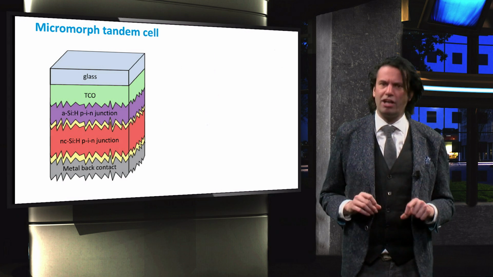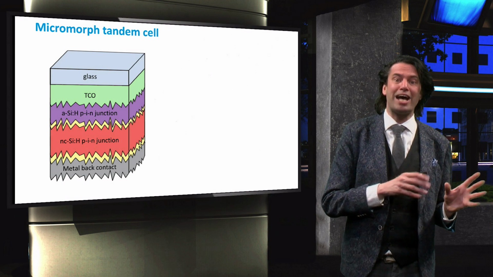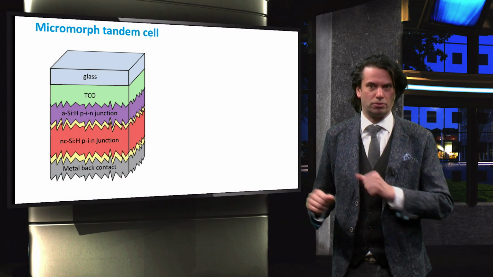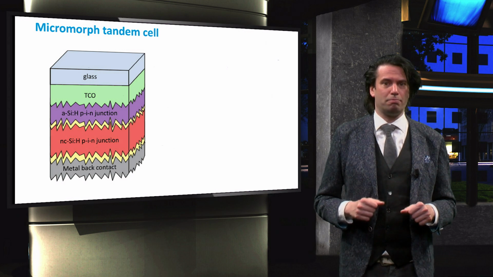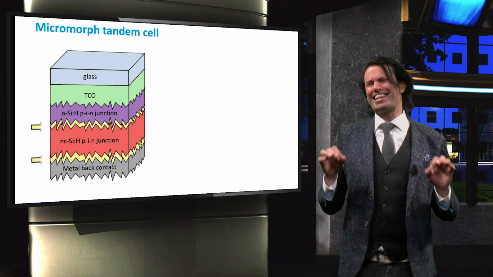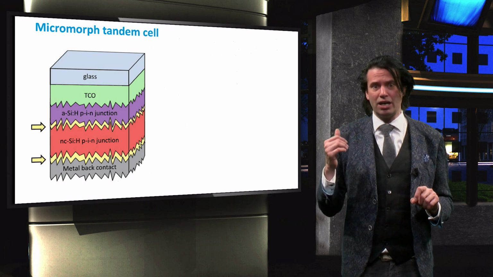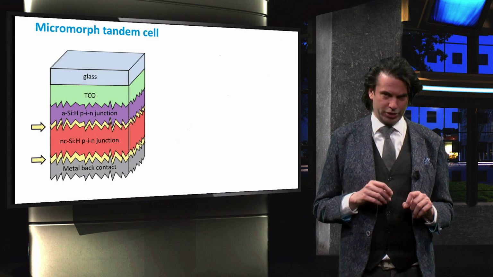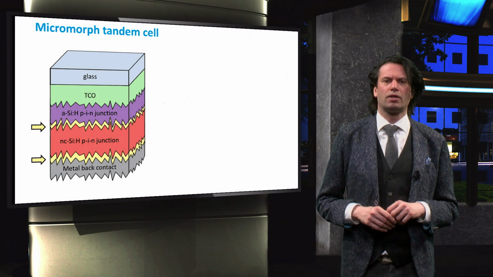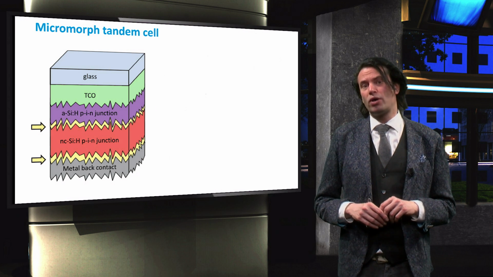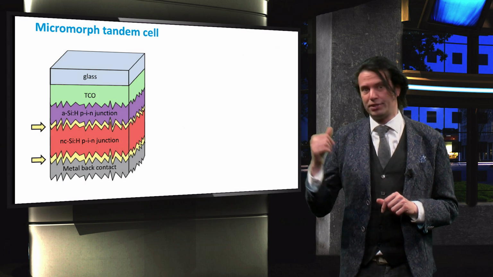A micromorph cell consists of amorphous and nanocrystalline silicon junctions. Amorphous silicon is placed on top since it has the highest bandgap energy. These thin yellow layers in between are the intermediate reflector layers, which will be discussed later in this section. Let's take a quick look at the band diagram of the tandem device.